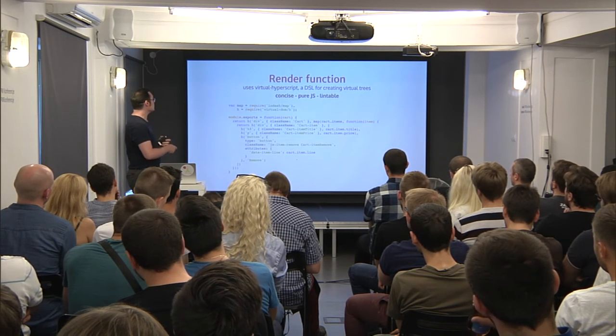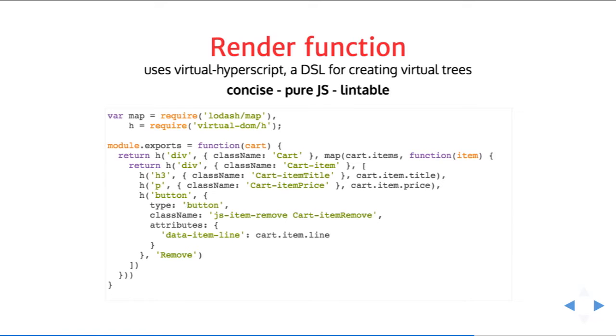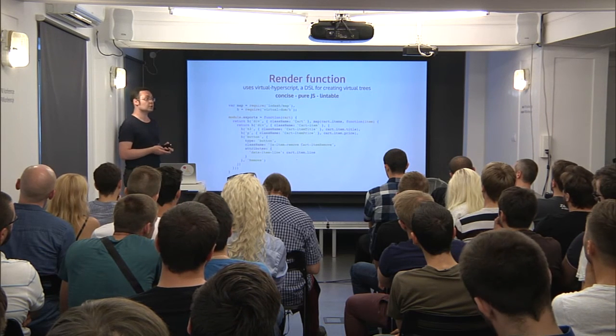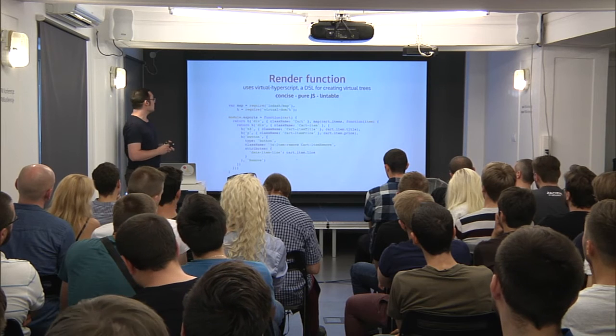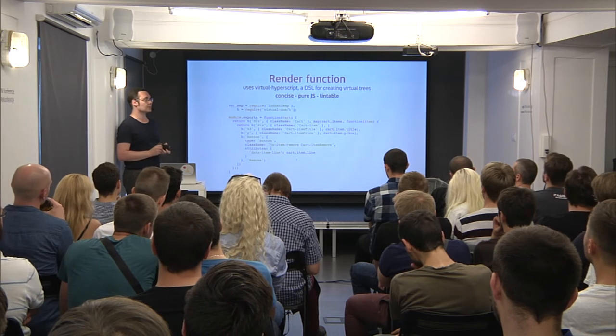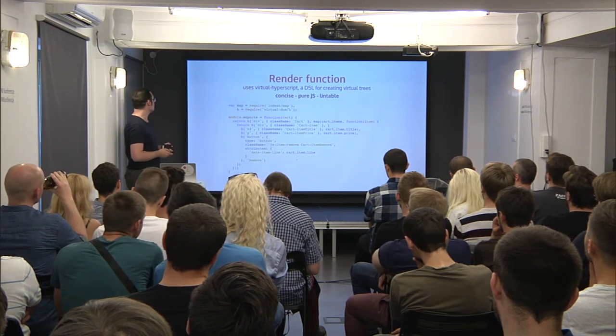Okay, so this is the render function itself. It uses virtual hyperscript. It's a special language for creating virtual trees, much like JSX. But unlike JSX, it's pure JS. So it's functions inside functions and arrays and objects. So it is lintable. You can check if it's correct. And it's pretty concise if you compare it to the two other implementations.